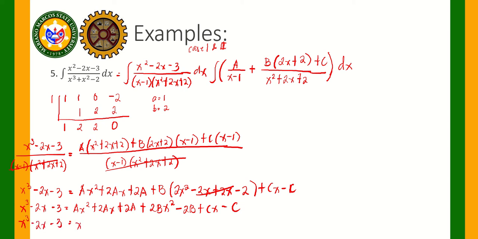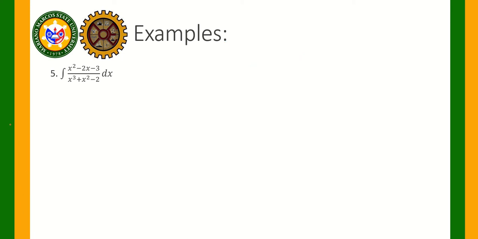So, from there, since symmetry ulit yung gagamitin natin, combine like terms na tayo. Is equal to x squared, that is equal to a plus 2b, plus x that is equal to 2a plus c. Okay, so 2a plus c. And then yung mga constants natin, that will be equal to 2a minus 2b minus c. Okay, so by symmetry, that will be equal to a plus 2b is equal to 1.